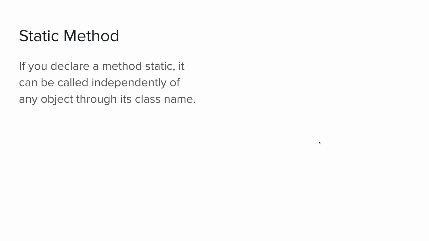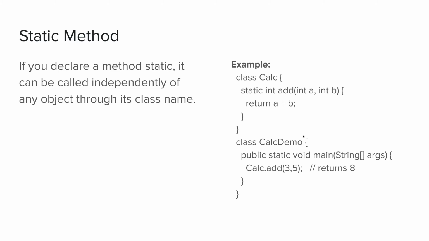If you declare a method static, it can be called independently of any object through its class name. Here's an example. We have a calc class, which has a static integer add that takes a and b, and returns a plus b. To use this method, we do not need to create an object of calc. We can just say calc.add and pass two arguments and it will return the sum. So we can create an object, but we don't have to. Let's see some examples.